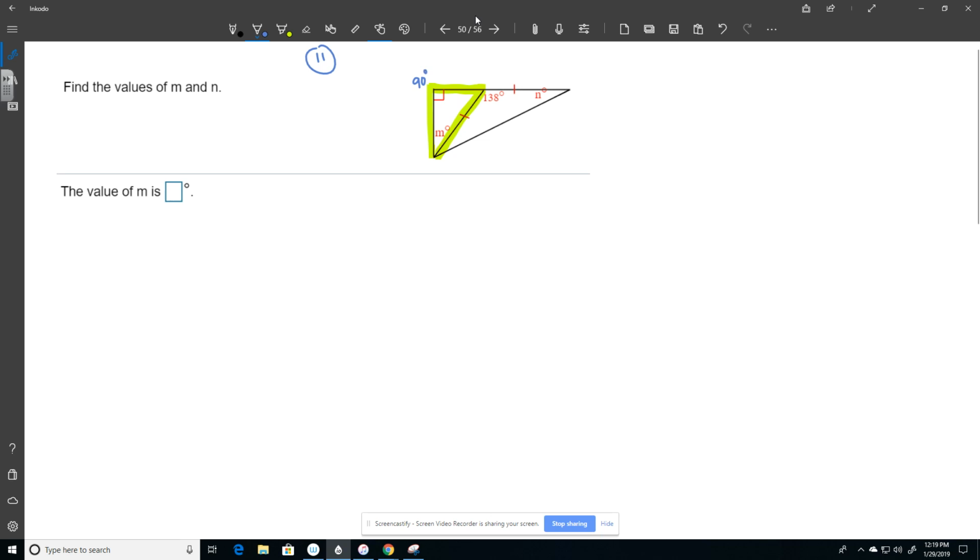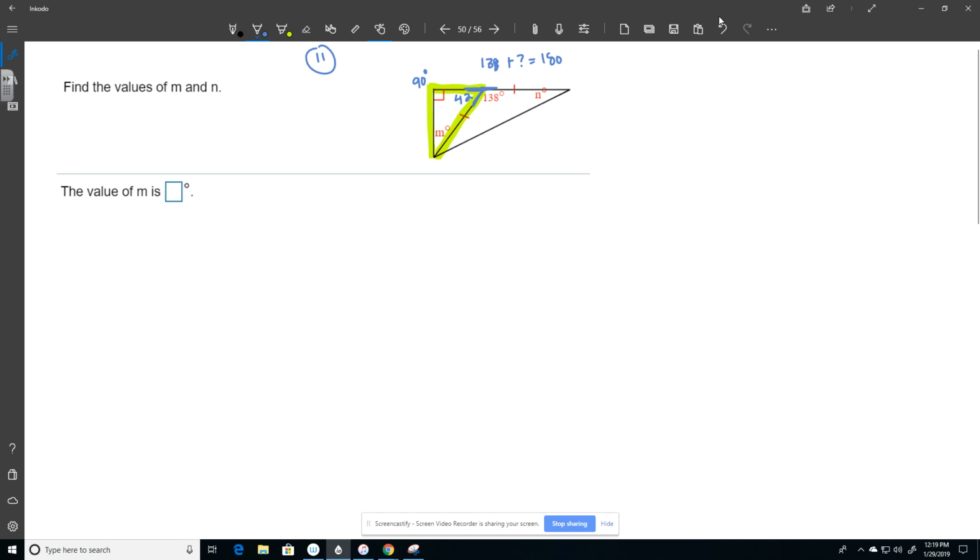To figure out M, I know that this square means this is 90 degrees. But I don't know this angle. I can figure it out because I do know that this angle and 138 together make 180 degrees. So 138 plus this angle equals 180, which means if I just subtract 138, this angle is 42 degrees.